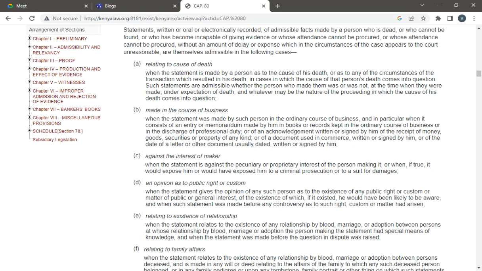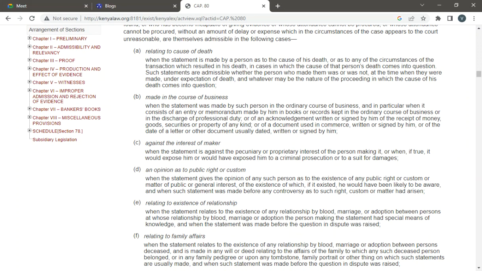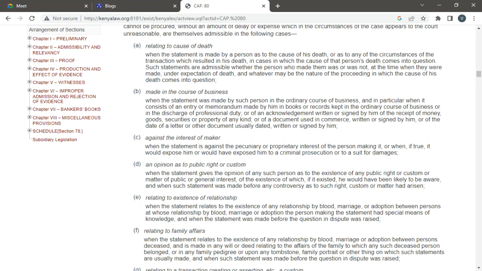If the statement was made in the course of business, when the statement was made by such person in the ordinary course of business, and in particular contains an entry or memorandum made by him in the books or records kept in the ordinary course of business, it will be admissible against the interest of the maker. Also, this is another area where a statement can be admissible and it will not constitute what we call hearsay.